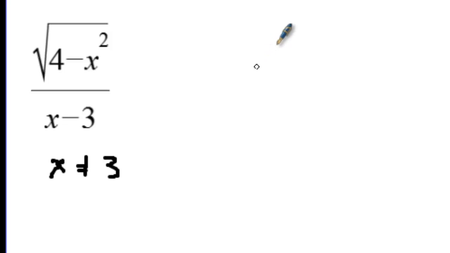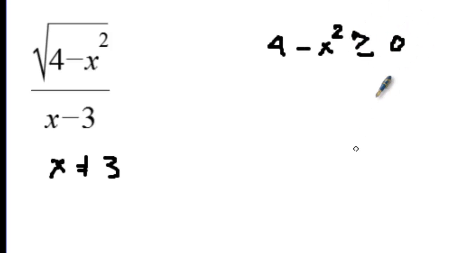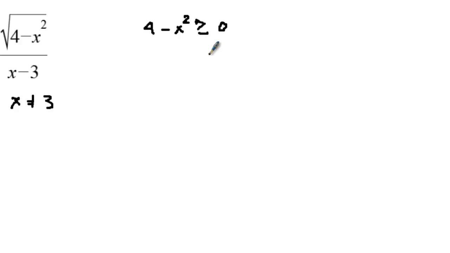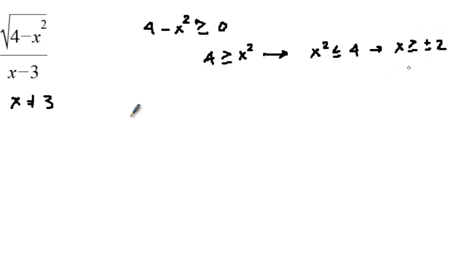Now I also have this up here. I have 4 minus x squared must be greater than or equal to 0. Moving this to the other side, I've got 4 is greater than or equal to x squared. Now I'm going to flip this around just because I like the variable on the left. It's a little bit easier for me to read. Now here we're taking the square root, so remember this causes this to be plus or minus 2.